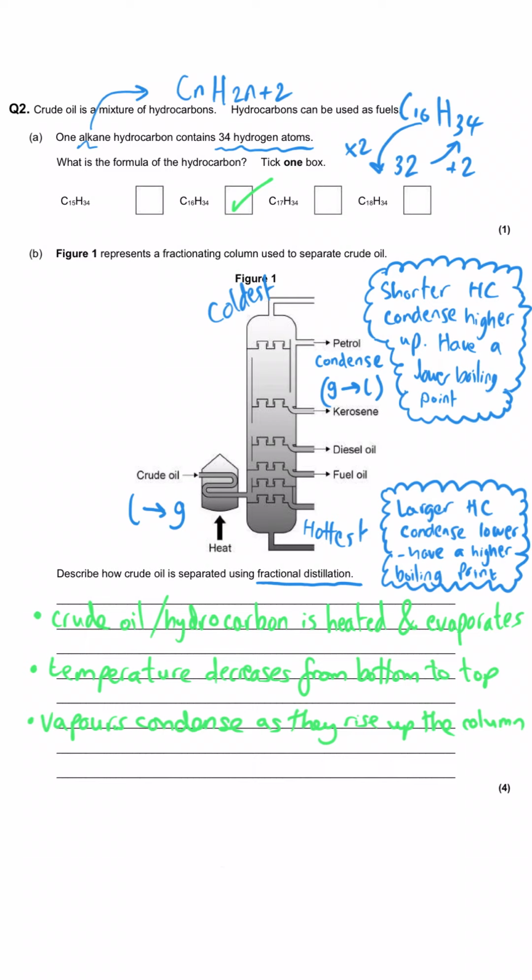And so what we need to say to secure the 4 marks to describe the process is we heat the oil to vaporize it, and then the vapours rise up the column and condense, and they condense at different boiling points depending on the length of the hydrocarbon. And we need to make sure we've woven into our answer that the temperature decreases as we rise up the column.